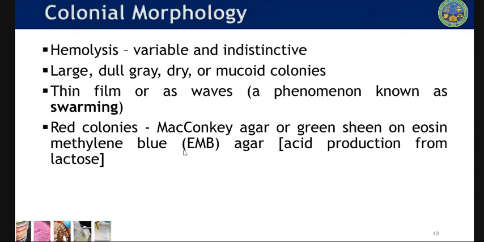Okay, so they may present as large, dull gray, dry, or mucoid colonies. Mucoid in particular would be mostly predilected to the genus Klebsiella. So mostly, if not all, Klebsiella isolates would have mucoid colonies. So when you look into a particular colony, when you culture a specimen, and it appears to be mucoid gram-negative, then you have an idea, at least, that this belongs to the genus Klebsiella.